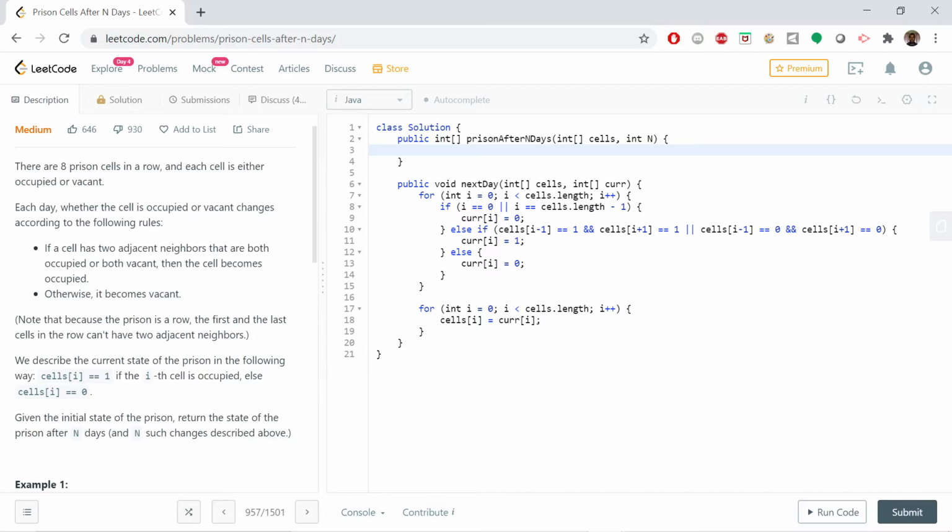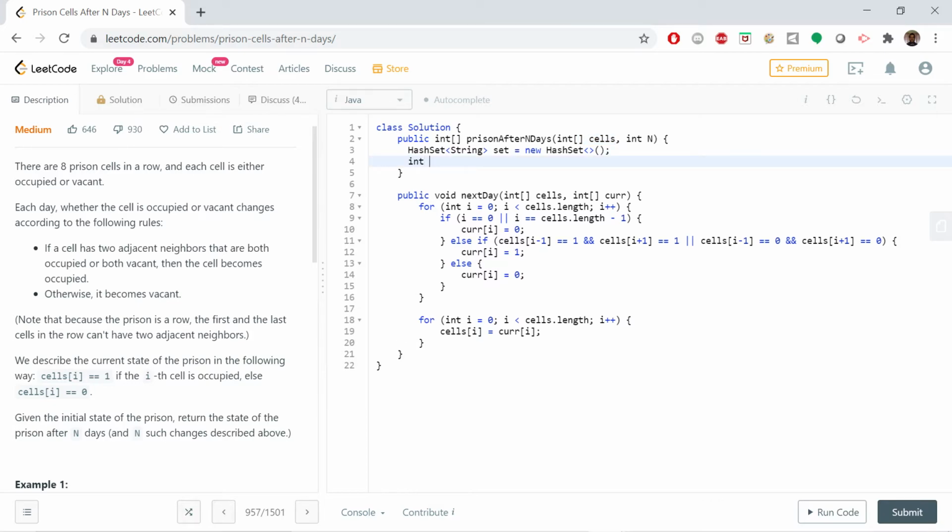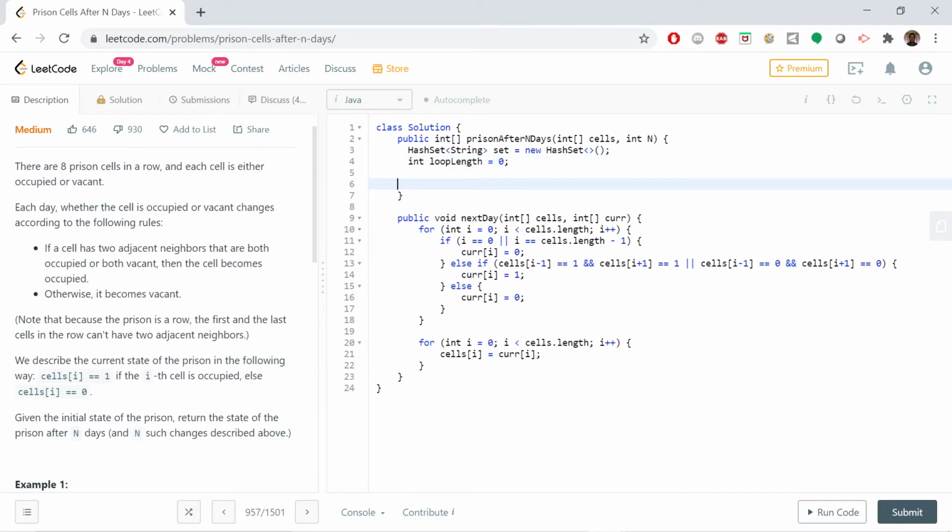As I said before, we actually need some way of detecting the cycle, and to detect the cycle, we're essentially going to use a hash set. And the hash set will contain strings, because it'll just be an easy way to store the state of our cells array. And once we have our hash set, we need some way of keeping track of the loop length, so I'm going to initialize that to 0. And now that we have these 2, we can actually begin our iteration.